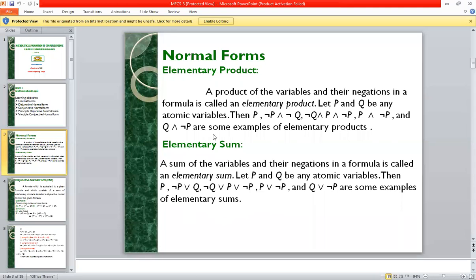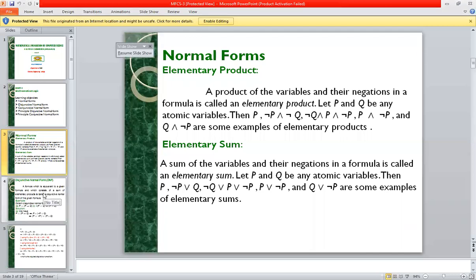So what is an elementary product and what is an elementary sum? A product of variables and their negations in a formula is an elementary product. The product symbol is the conjunction connective and the sum symbol is the disjunction connective.